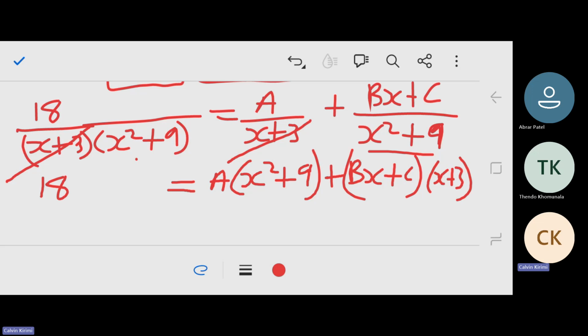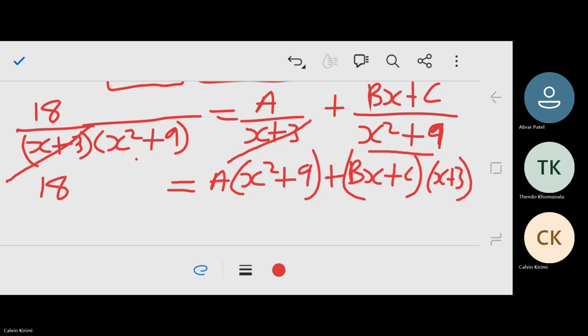So what are we going to let in? Let x equal to -3. Which one is going to vanish? B and C will vanish. If x is equal to -3, then B and C vanish, and you can solve for A.